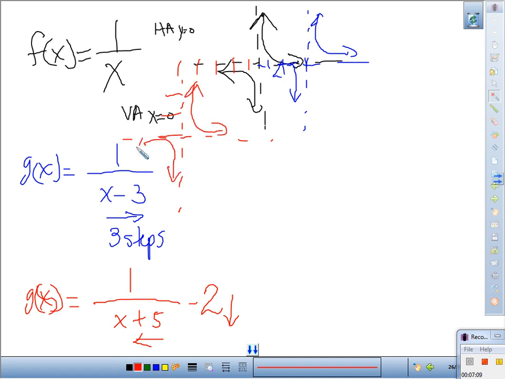There it is. All I asked you to do is to make a table and show me points. But it's the same graph. It moves around, including the asymptotes. Does that make sense? Am I talking crazy over here? No?